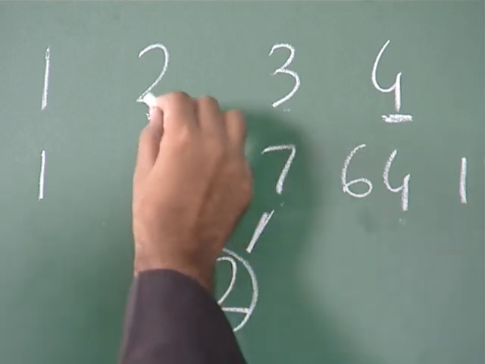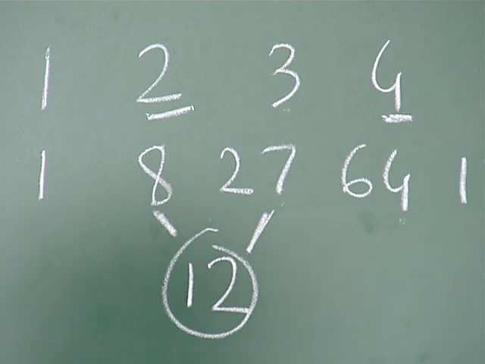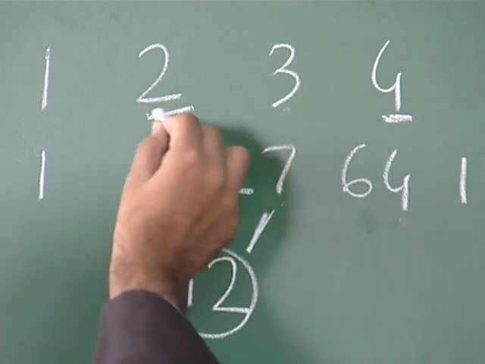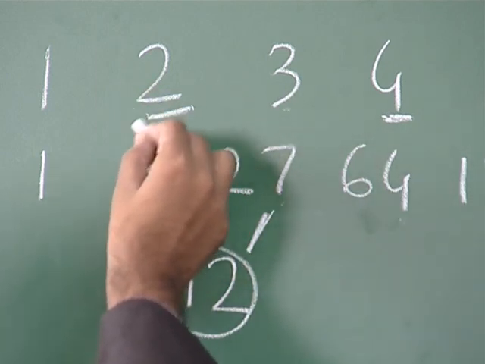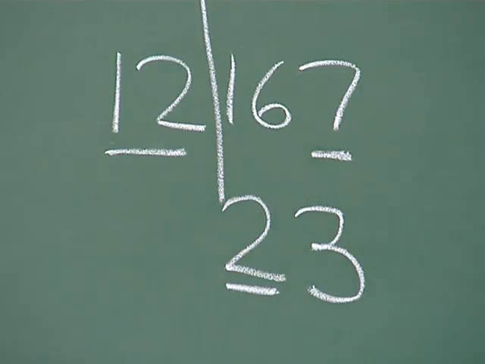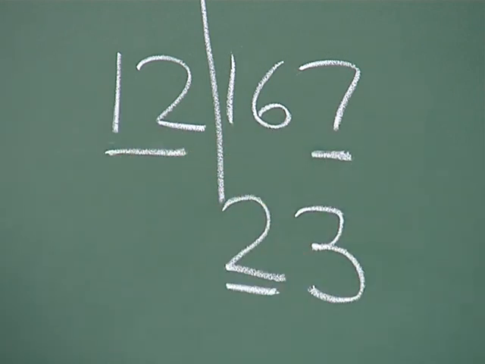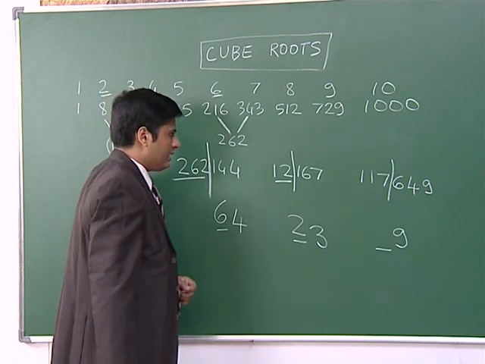As I said, out of 2 and 3, we will take the smaller number and write it down. Out of 2 and 3, the smaller number is 2. So I take 2 and I write 2 in the blank. So I know 23 is the cube root of 12,167. My answer is 23.